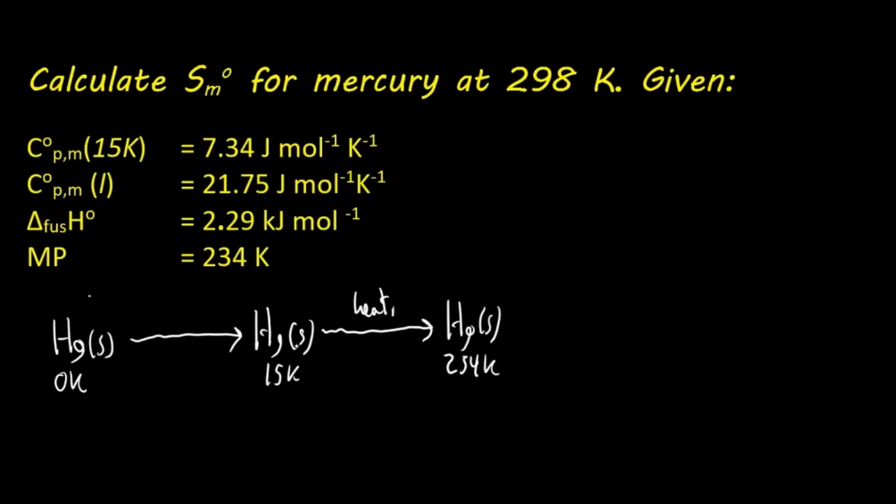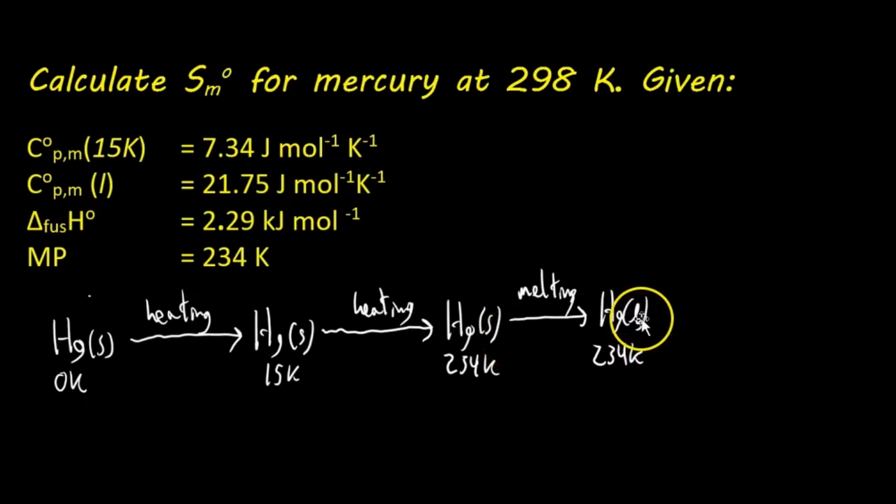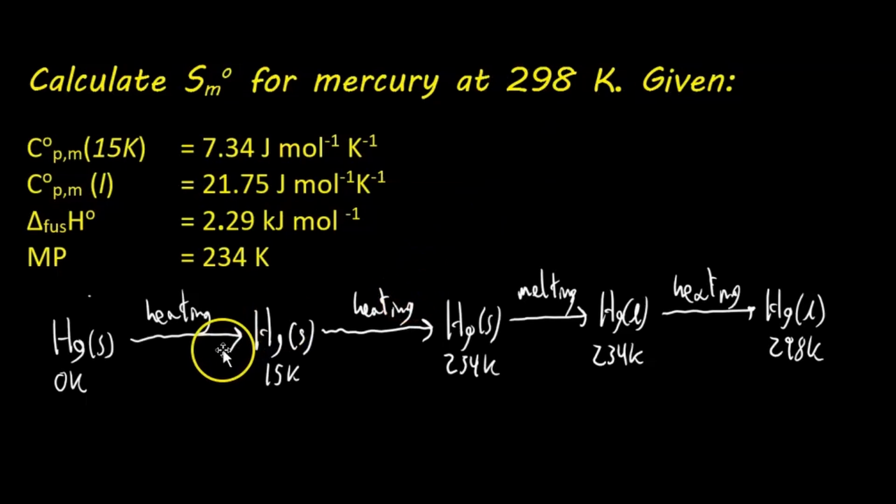So we're going to do some heating, and we're heating over here. Okay, and now that it's at its melting point, we'll melt. So melting, we'll melt the mercury, so we'll produce mercury liquid at 234 Kelvin because it melts at constant temperature. And now that it's a liquid, we'll heat it up to the desired temperature, which is 298 Kelvin. So heating, and this is 298 Kelvin here. Okay, so the molar entropy of mercury at this temperature equals the change in entropy through all these processes here.